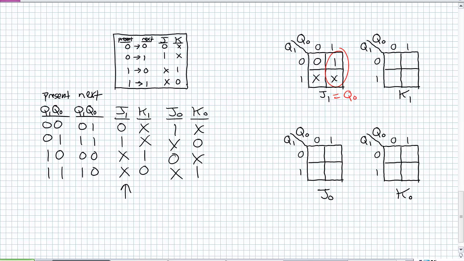So do the same thing for K1. What does K1's populated K-map look like? It looks like don't care, 1, 0. Go ahead and find its group. Let's look at it like that. So to me, K1's expression should be not Q0.